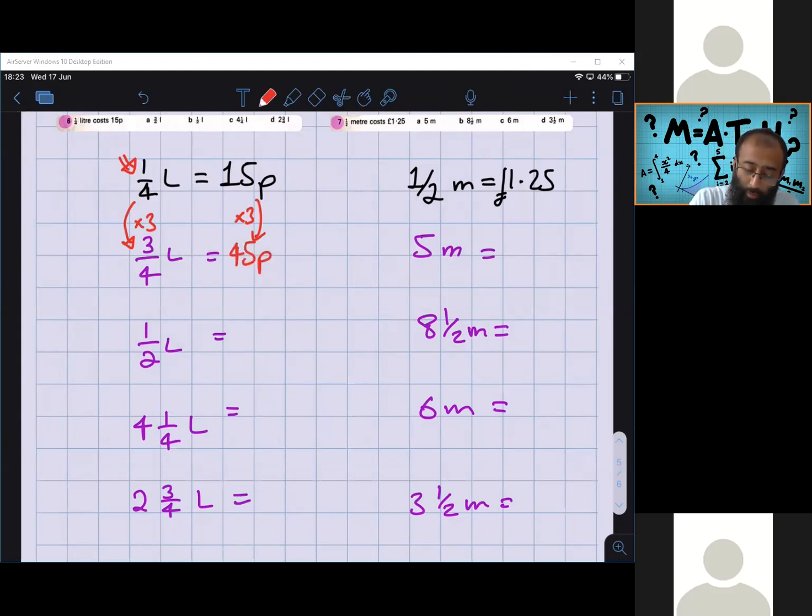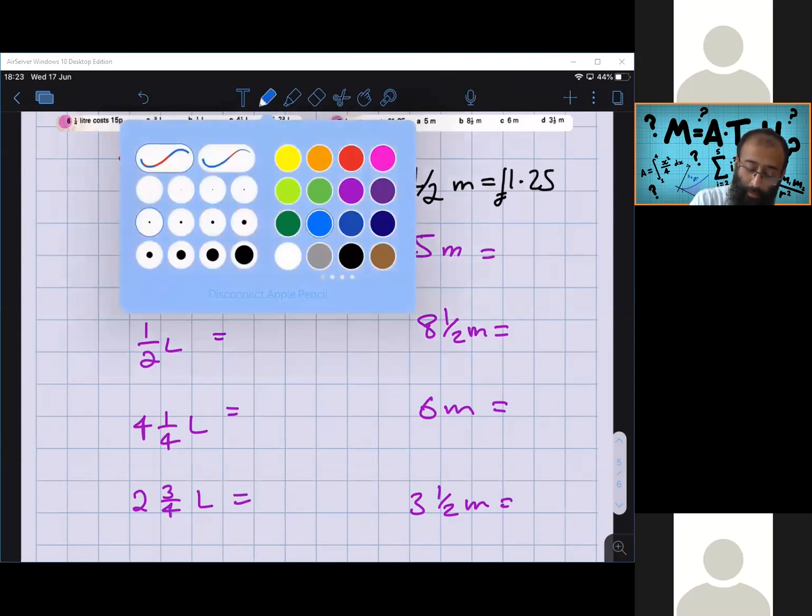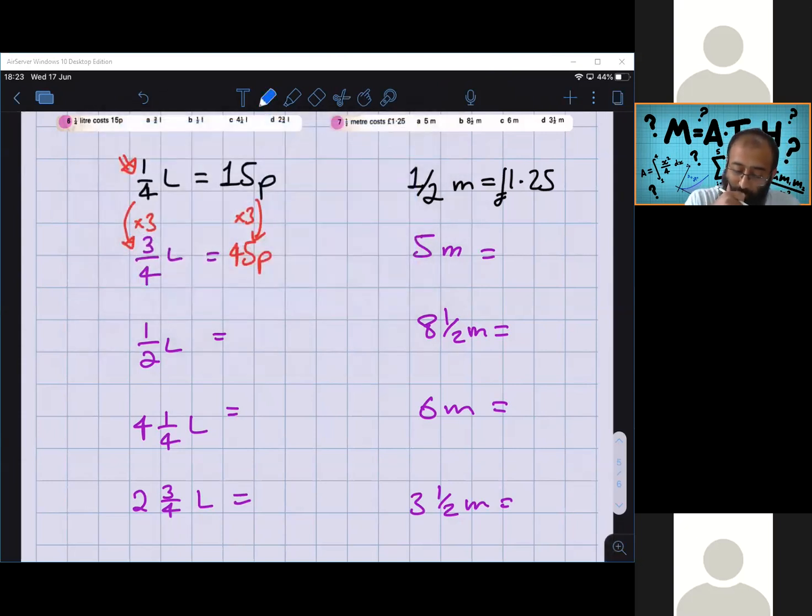Okay, next. I want to get to half a liter. What do I do? How do I do it? Do you times it by 2 from 1/4? Beautiful. Yes, you are talking a lot of sense. I'm going to copy the same on the other side. 15 times by 2 is? 30p.